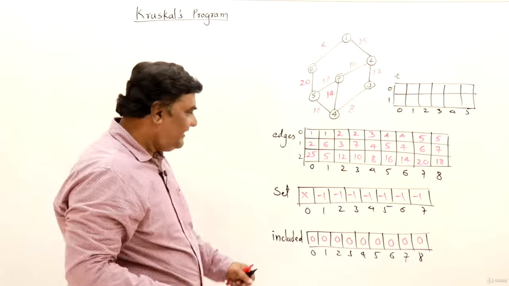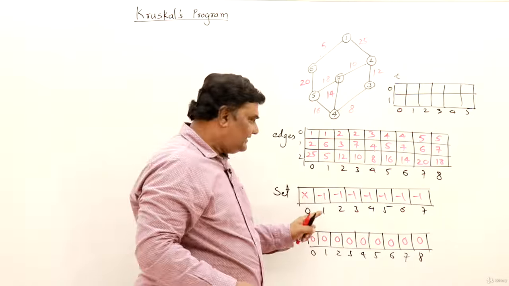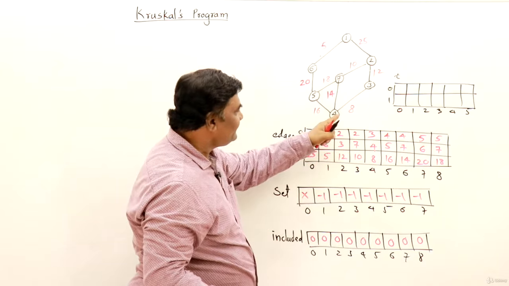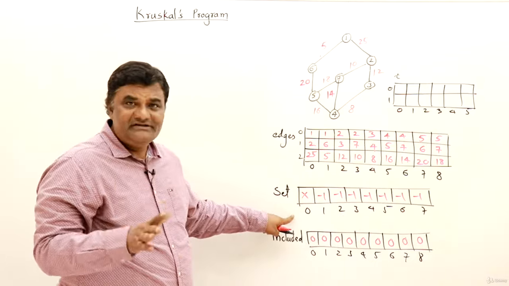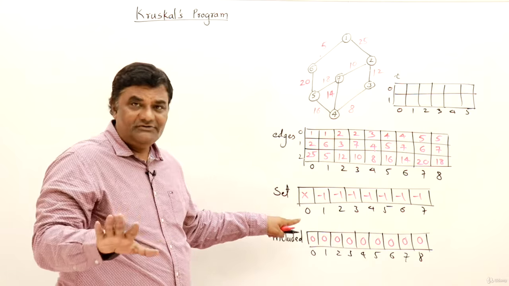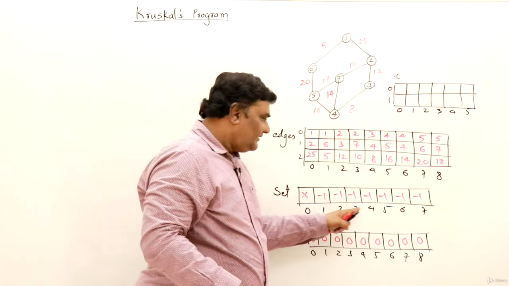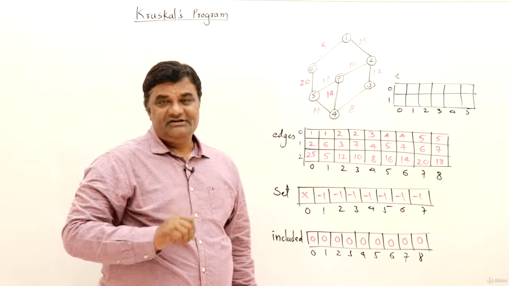So for that, I have an array called set, and there are 7 vertices, right? 1 to 7. So 1 to 7 I have taken. Starting from 0, I am not using this one, so I put a cross mark there. I'll be using it from here. And all these are filled with -1 initially.